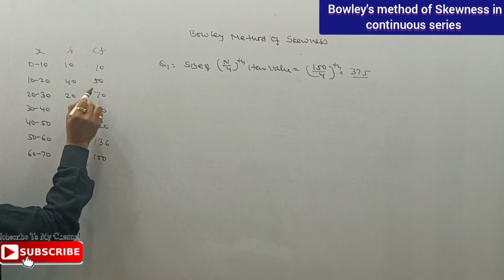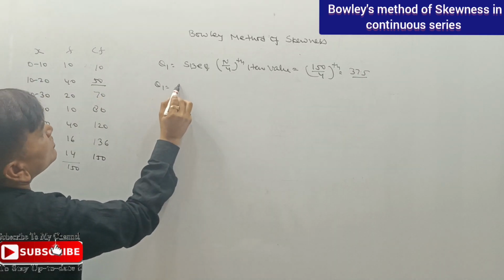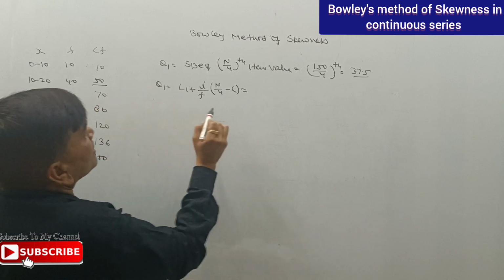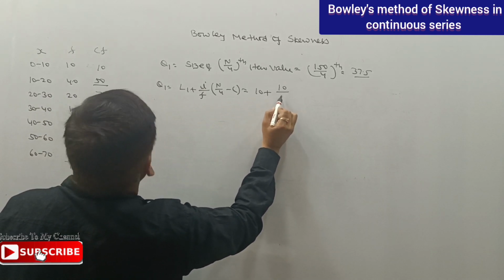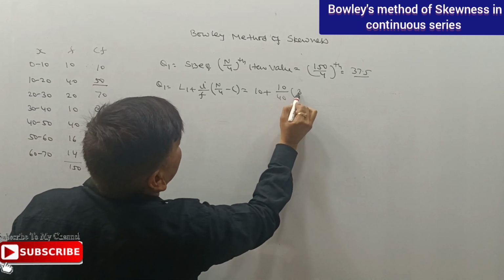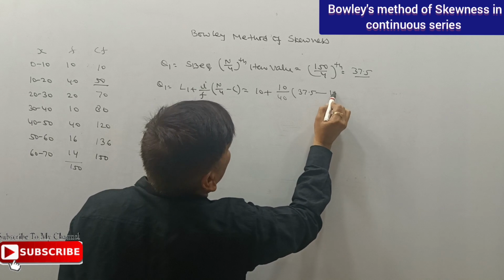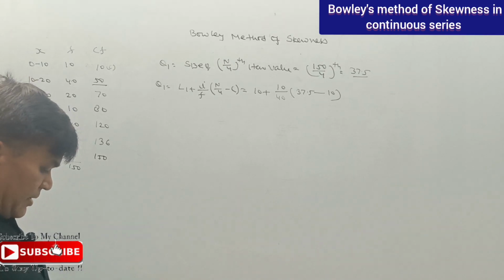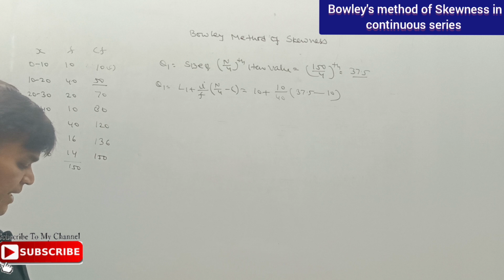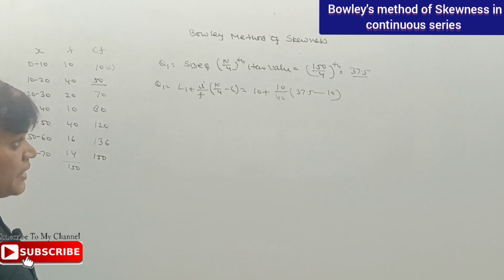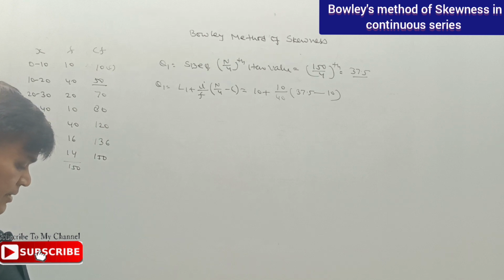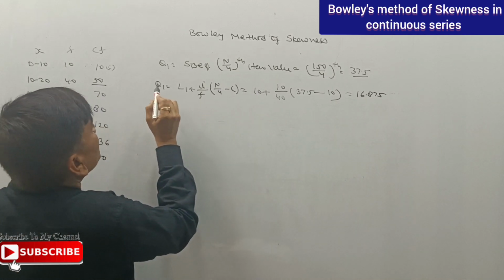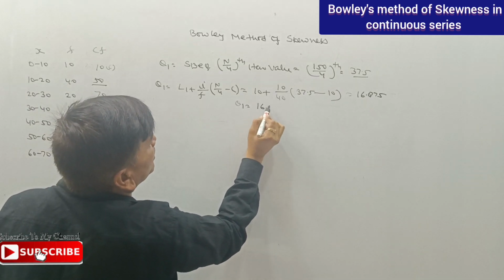So 37.5 lies in this class. So Q1 is equal to L1 plus I upon F times n by 4 minus C. Here L1 is 10, I is 10, the frequency of this class is 40, and 37.5 minus the pre-cumulative frequency, which is 10, this is C. So calculating this, 37.5 minus 10 is 27.5, divided by 4 plus 10, that is 16.875. So the Q1 value is 16.875.